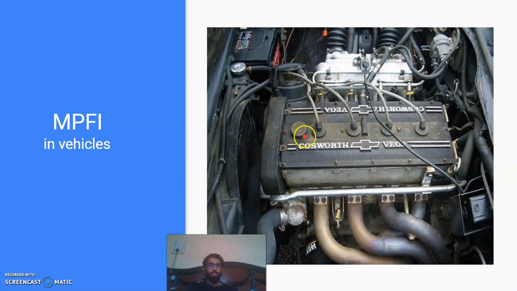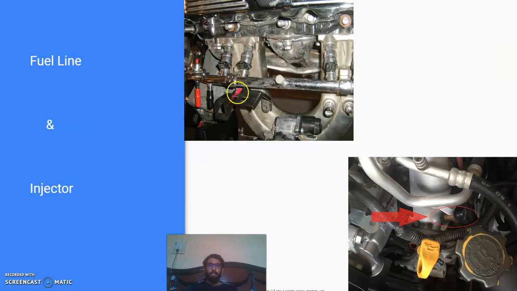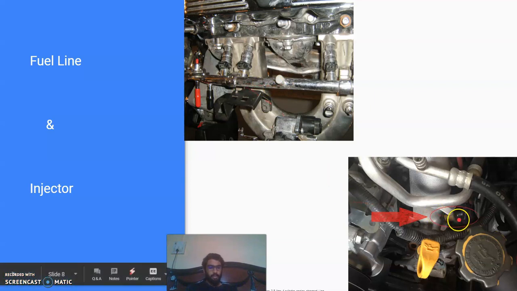As we can see here, this is the Vega engine, in which there are 4 injectors and a common fuel line, and there is a pressure regulator at the end of this. This fuel line is coming from the fuel filter, which is connected to the fuel pump, which is connected to the fuel tank of the vehicle. In this slide, we can clearly see the common fuel line which is supplying the fuel, and in this picture we can see the type of injectors used in vehicles.